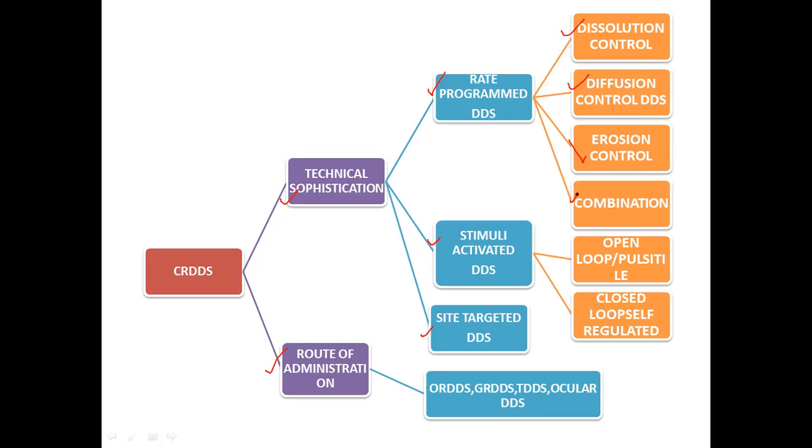activated drug delivery system, that is the second type of technical sophistication in controlled release drug delivery systems, which is again further classified under the open loop system or closed loop system. Open, or we can call it the pulsatile system, or closed, which is called the self-regulated system. So basically in this stimuli activated drug delivery system, the drug release is activated by some physical, biological, or chemical stimuli, by energy supplied. That energy is supplied externally.